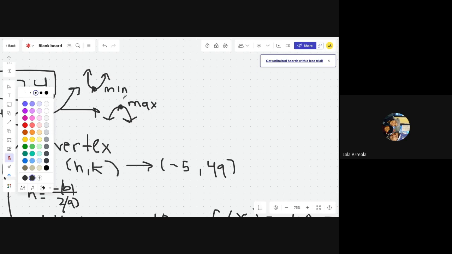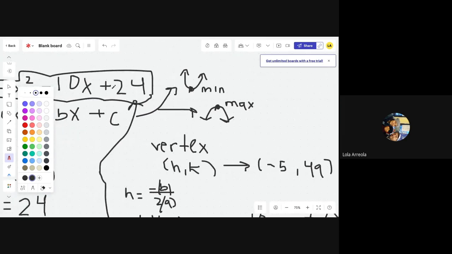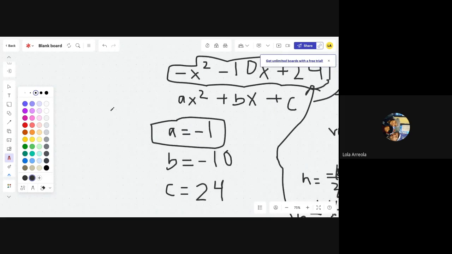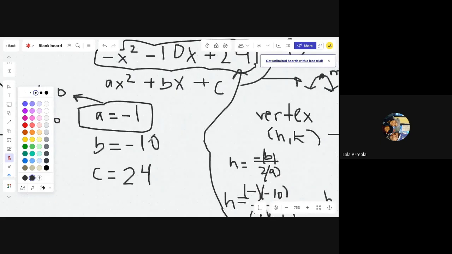So now, how do I know if that is this way or this way? So how do I know what my vertex looks like? I look back at my value a. Since a is negative, so if a is less than 0, I have a u pointing down. If a is bigger than 0, so in other words, a is positive, then I have a u pointing up. So I have this scenario, right, where a is less than 0. I have a -1, so a is less than 0. That means I have a u pointing down.